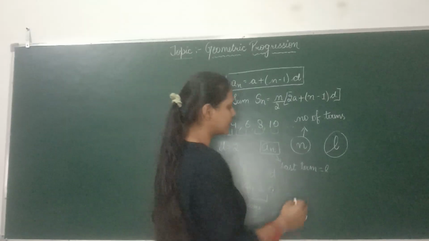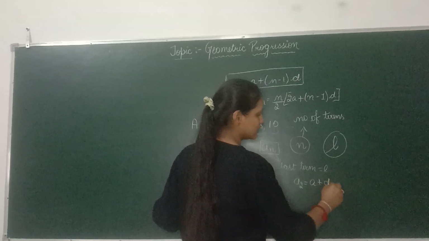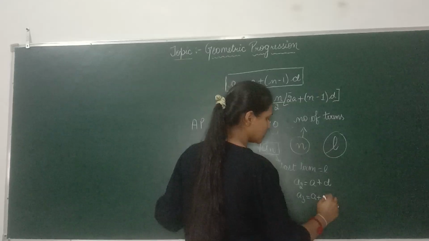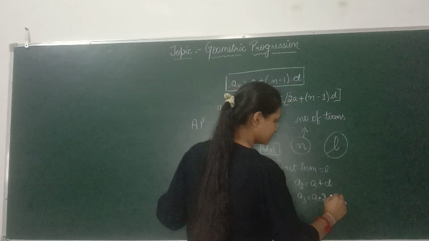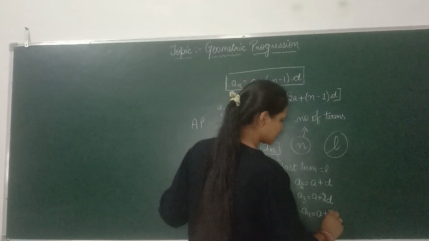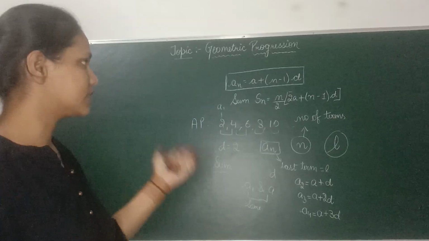And if we have to calculate the next terms, then we use these formulas: a2 is equal to a plus d, a3 is equal to a plus 2d, a4 is equal to a plus 3d, and so on. We will continue taking all these terms.